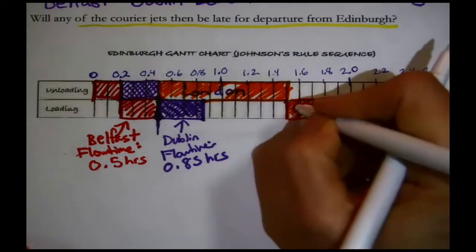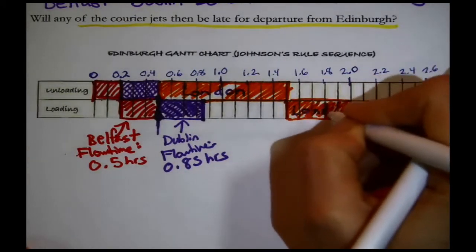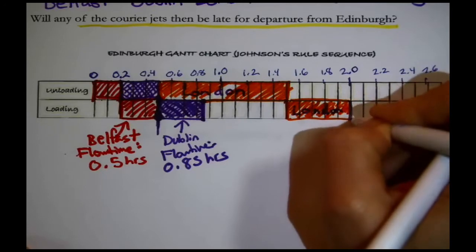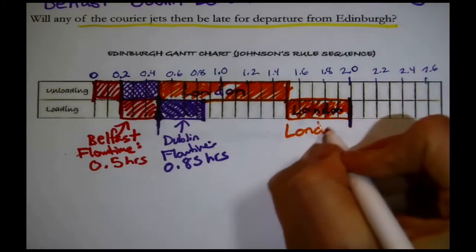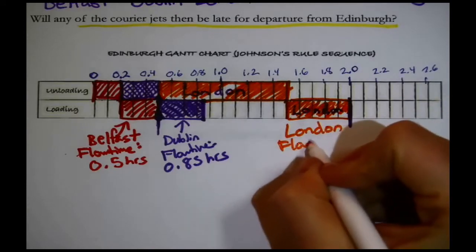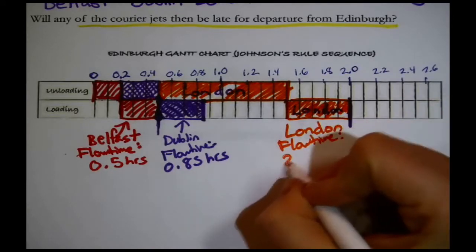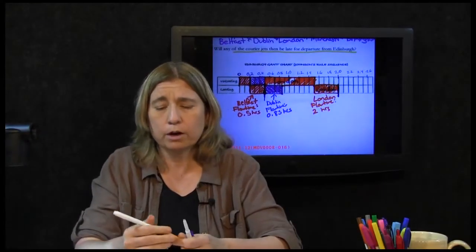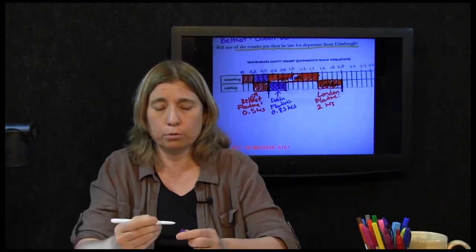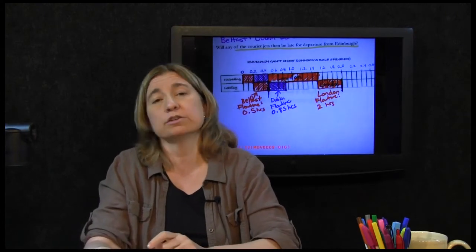So there we are loading the London flight. So London, wow. London, the flow time is 2 hours. We landed on 2 hours just exactly. Okay? Oh, it will be finished in 2 hours. If you wanted to leave immediately, it can leave in 2 hours.